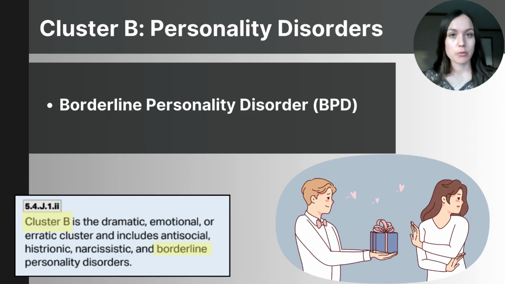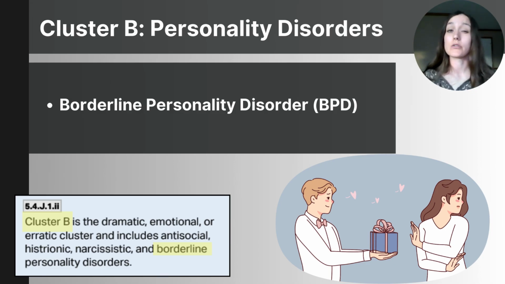The next cluster B personality disorder is called borderline personality disorder, and this is characterized by unstable emotions, relationships, and self image. Individuals with borderline personality disorder often experience intense mood swings, fear of abandonment, impulsive behaviors, and difficulty controlling anger. To be diagnosed, an individual must exhibit at least five of the following symptoms.